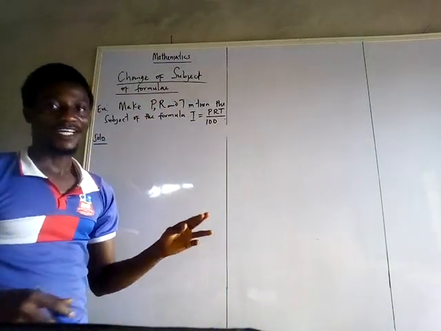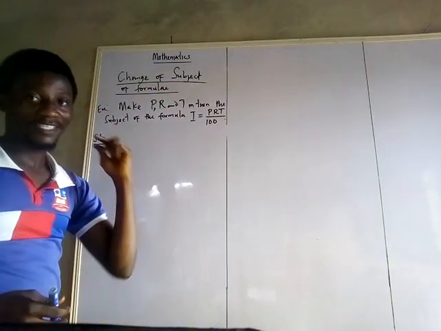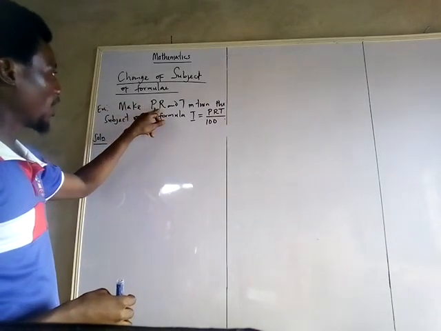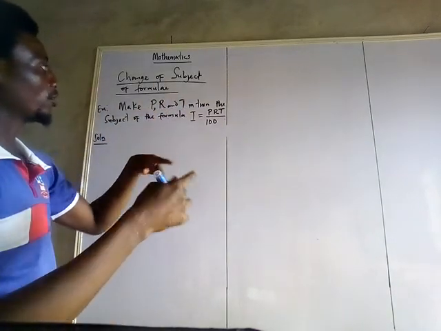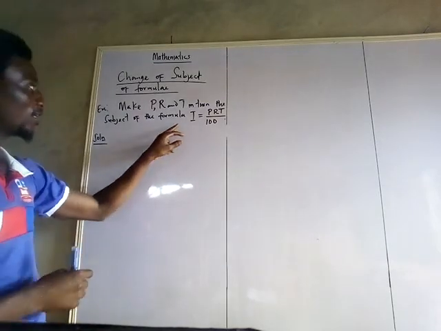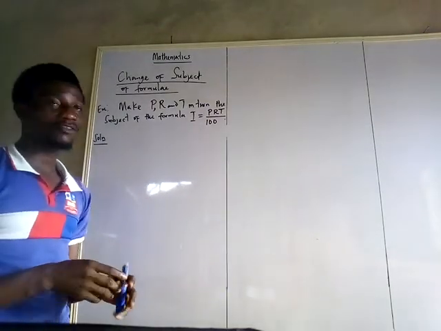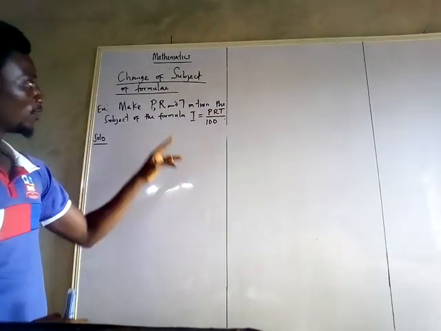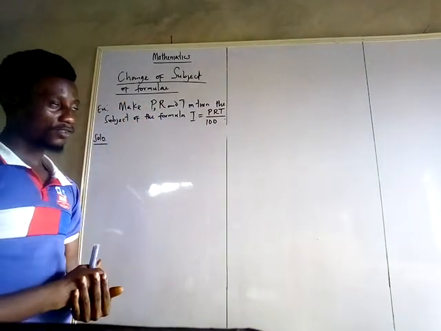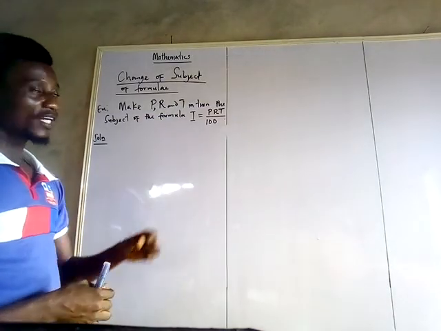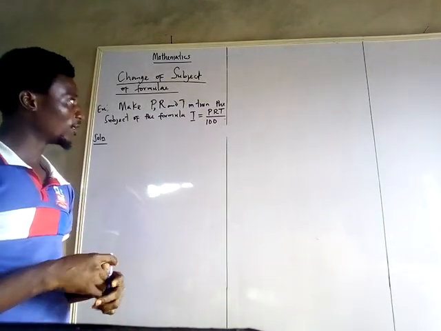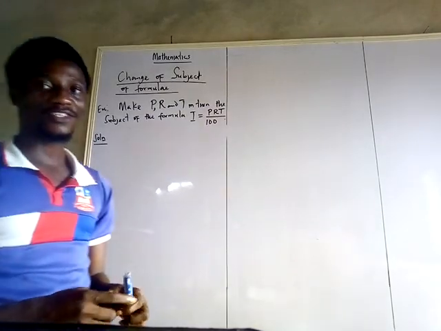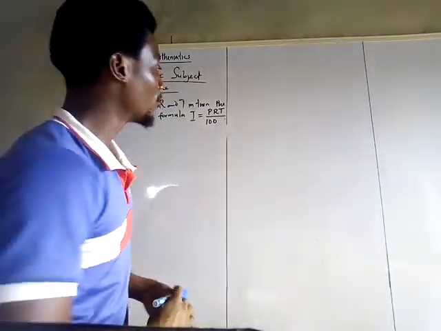Yeah, we have another question like it here. Make P, R, and T in turn the subject of the formula I equals PRT divided by 100. That is to say, make P the subject of the formula first. After that, make R the subject of the formula. Then after that, you are also to make T the subject of the formula.